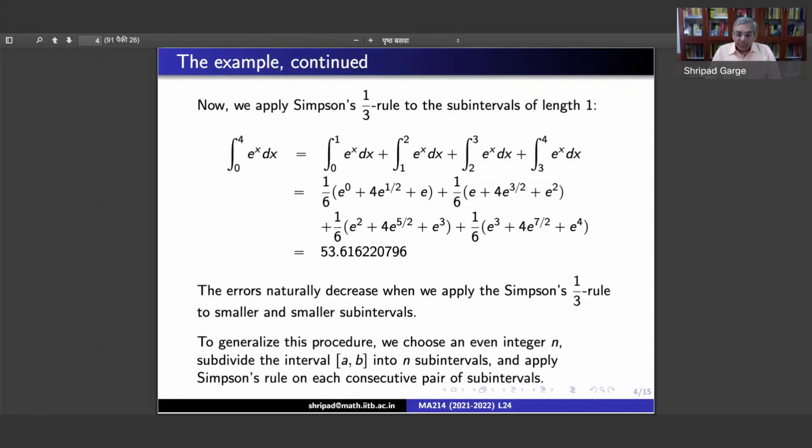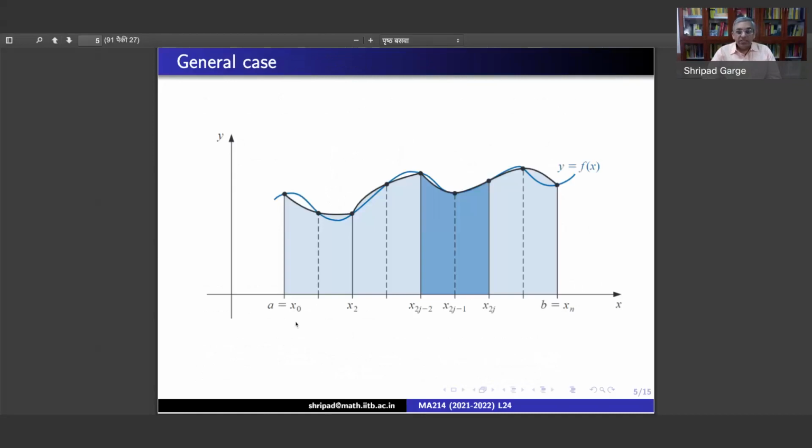So to generalize this procedure, we will have an even integer. We will divide our interval AB into n subintervals. These are the even number of subintervals, and apply Simpson's rule to the pair of subintervals. Okay, so this is what happens. You start with x0, which is here, and your b is xn, and x0 to x2. This is the first pair of subintervals to which we apply Simpson's one-third rule.